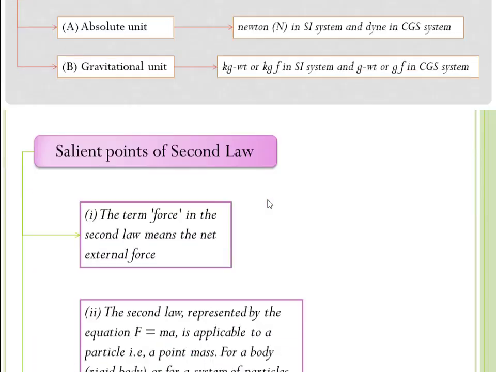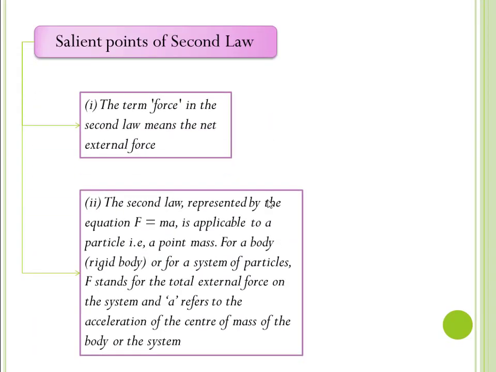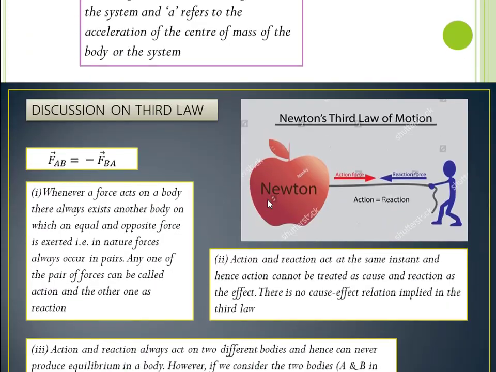Well, next comes the salient points of the second law. As usual, the term force in the second law means the net external force, and the second point is something like this: the equation F equals ma is applicable to a particle, that is, for a point mass. Now, for a body, say a rigid body, or for a system of particles, F stands for the total external force on the system, and a represents the acceleration of the center of mass of the body or the system.